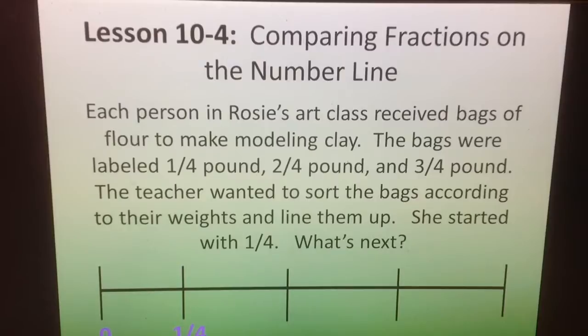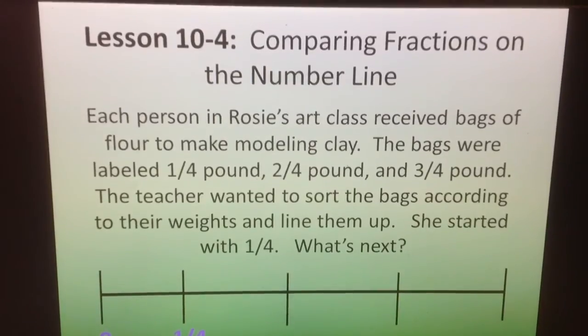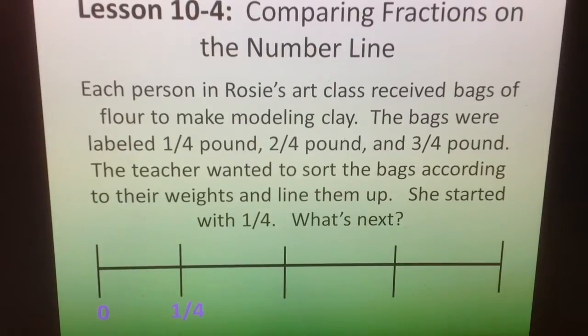Each person in Rosie's art class received bags of flour to make modeling clay. The bags were labeled 1/4 pound, 2/4 pound, and 3/4 pound. The teacher wanted to sort the bags according to their weights and line them up. She started with 1/4. What's next? My students knew it would be 2/4 followed by 3/4.